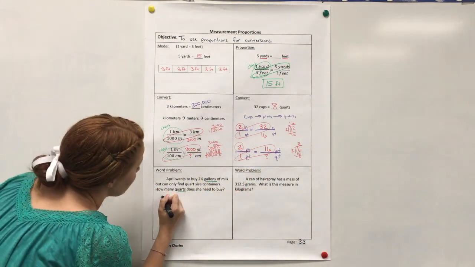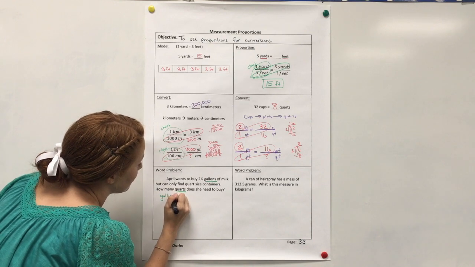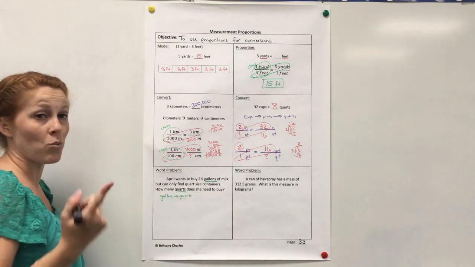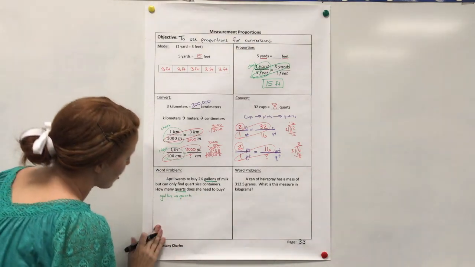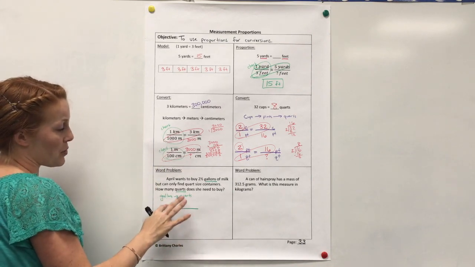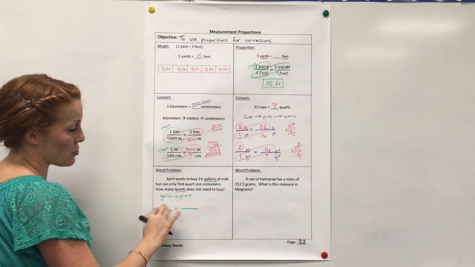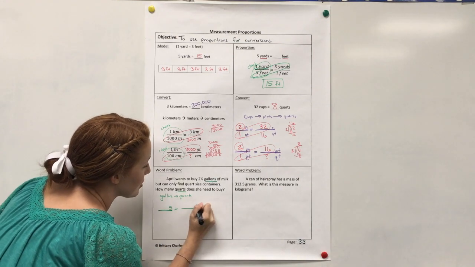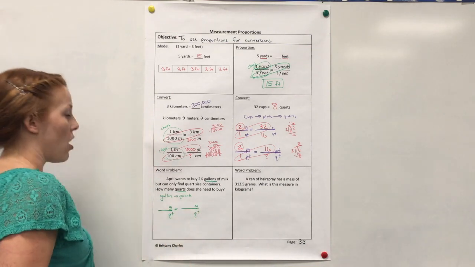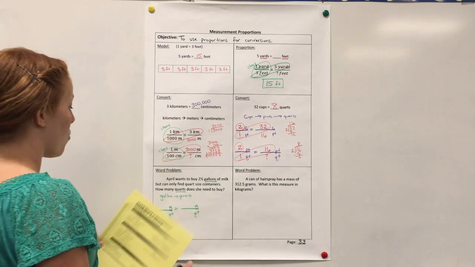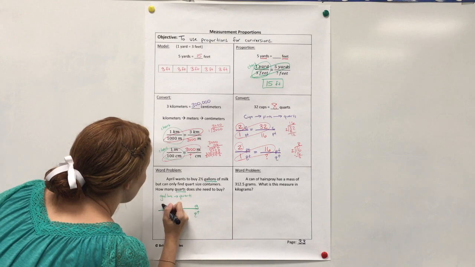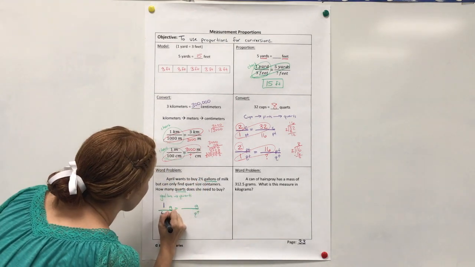So I'm going to be going from gallons to quarts. And since it's just 1 step, I only need 1 proportion. So I'm going to start by setting that up. Again, it doesn't matter if you put gallons on top or on bottom as long as it matches on both sides. So gallons, gallons, quarts, quarts. And on my chart, it says 1 gallon is 4 quarts.